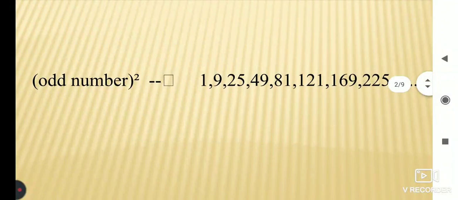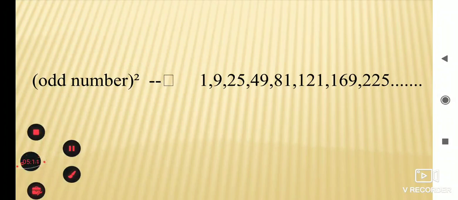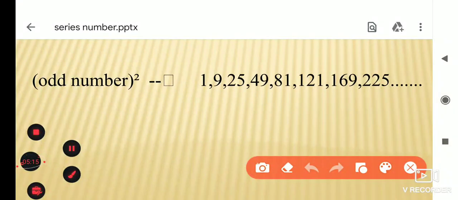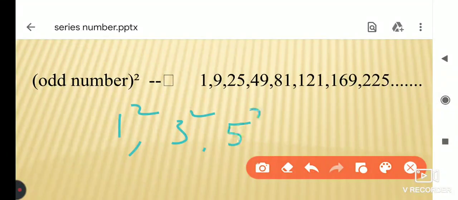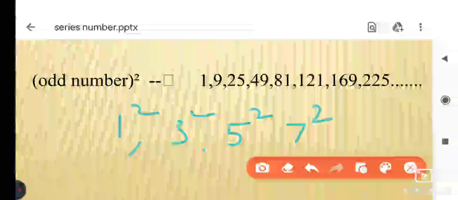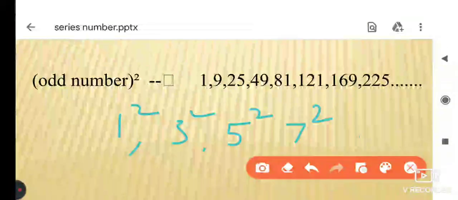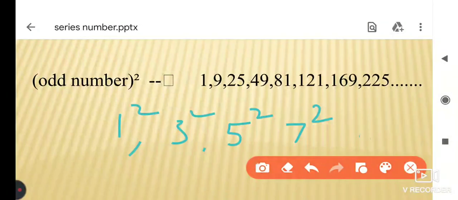The next pattern is the odd number square series. The odd numbers are such that 1 square is 1, 3 square is 9, 5 square is 25, 7 square is 49, and so on. So in this example we can find the pattern of odd number squares.